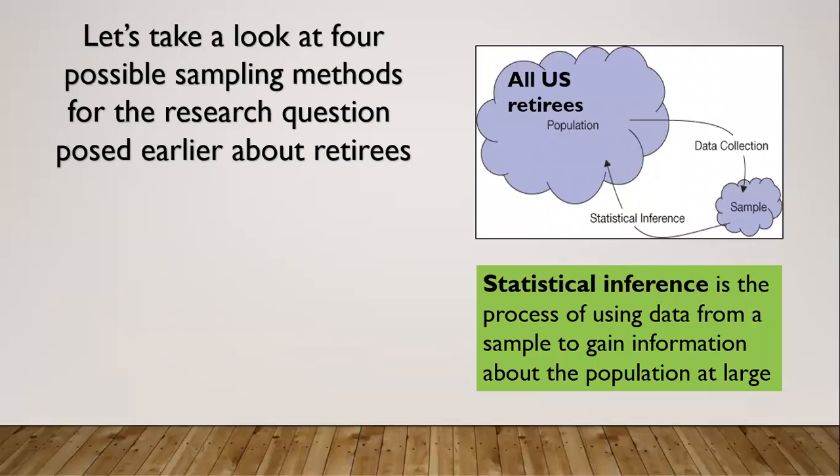Now, what we hope to be able to do is something called statistical inference. We hope to take the data from our smaller sample, and we want to be able to use that data to say something about the population at large. In other words, we'd like to extrapolate or we'd like to generalize from our sample data to say something meaningful about the big population.